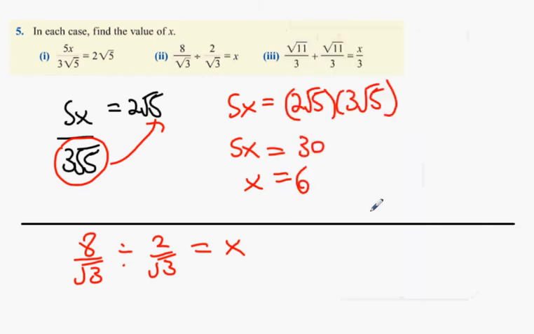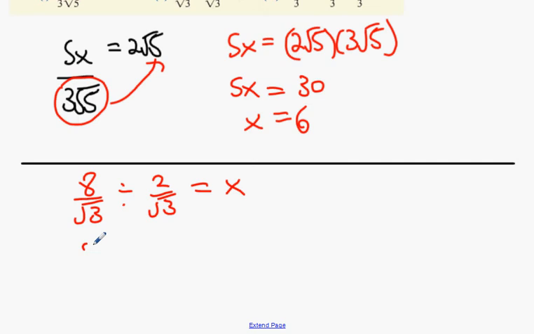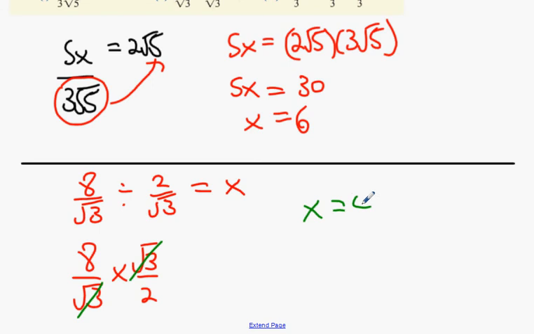So what I'd say is that anytime you divide by a fraction, you turn the second one upside down and multiply. What's root 3 divided by root 3? 1. 8 divided by 2? 4. So x equals 4. It's not too bad, is it? Okay.